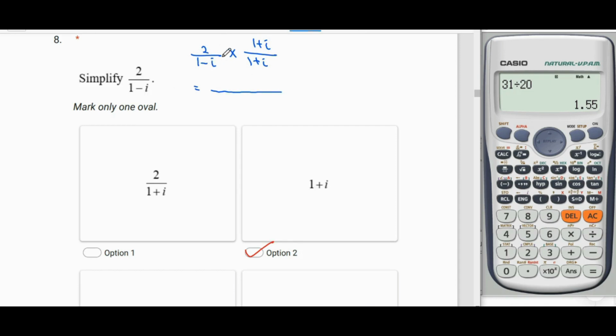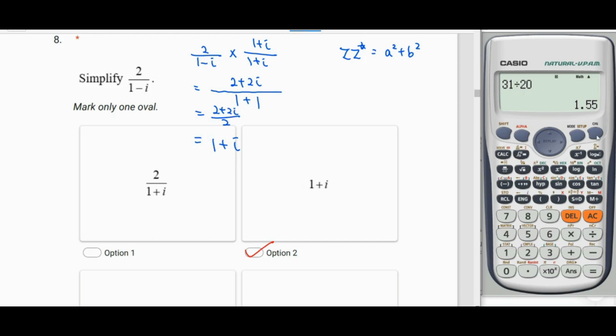Therefore, a complex number times its conjugate will give you a squared plus b squared, which is 1 plus 1. So for the numerator, we will expand as usual. It will be 2 plus 2i. So this will be 2 plus 2i over 2. Simplify: the real part equals 1, the imaginary part equals 1 also. So here will be our answer.